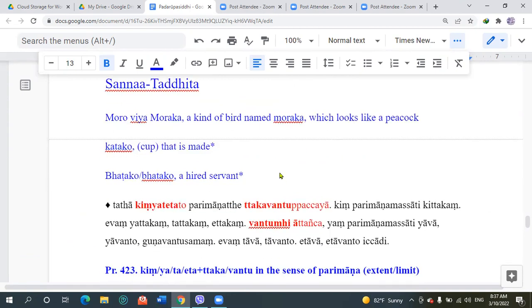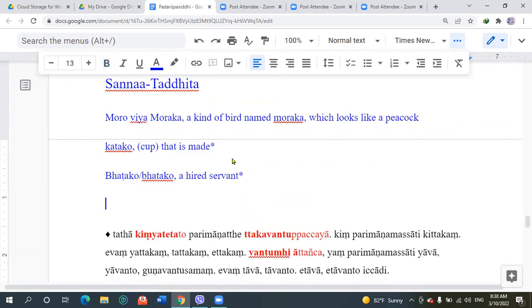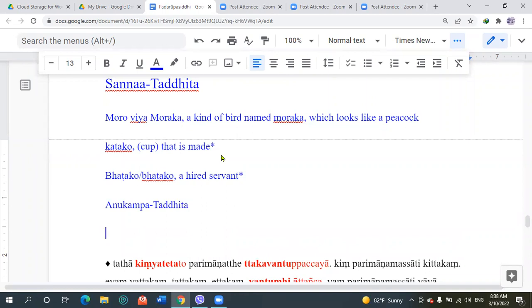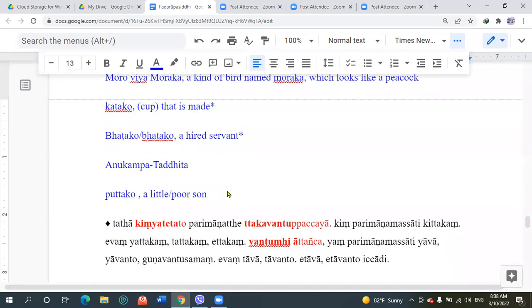Sanya, anukampa, tarida. Protocol means we can say a little son, or poor son. So this poor is not real poor, not related to wealth, right? Little son, poor son. So kasapis means like little or poor.